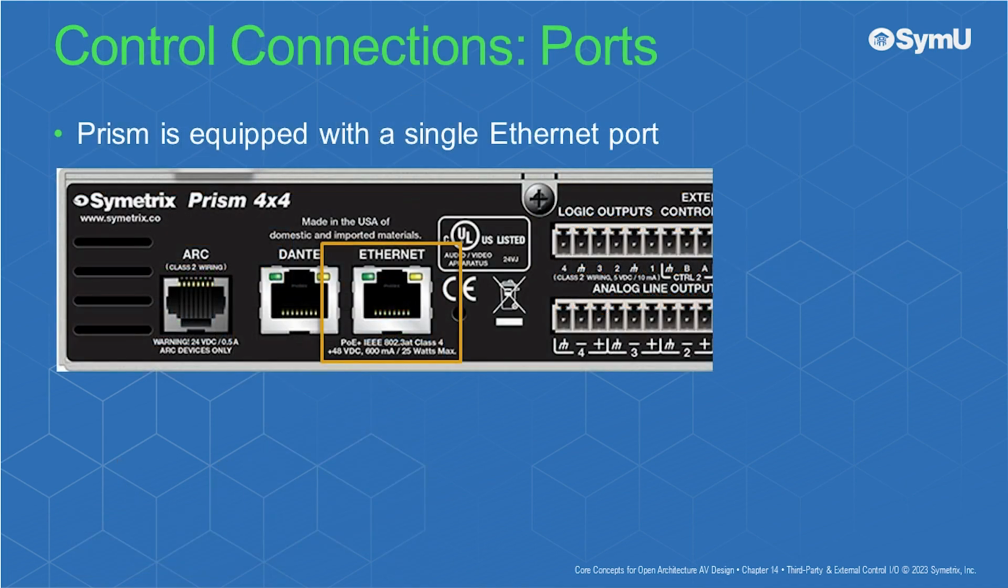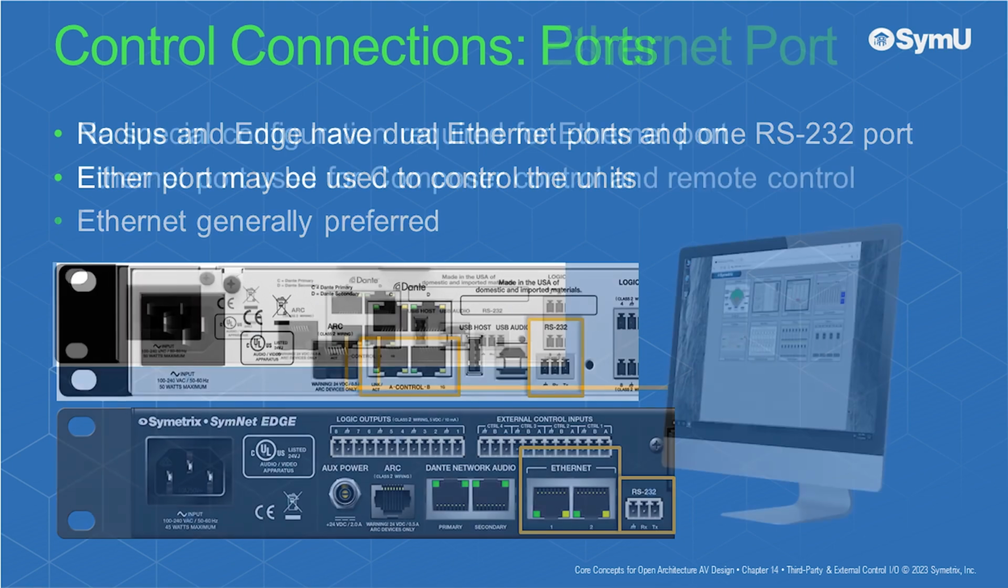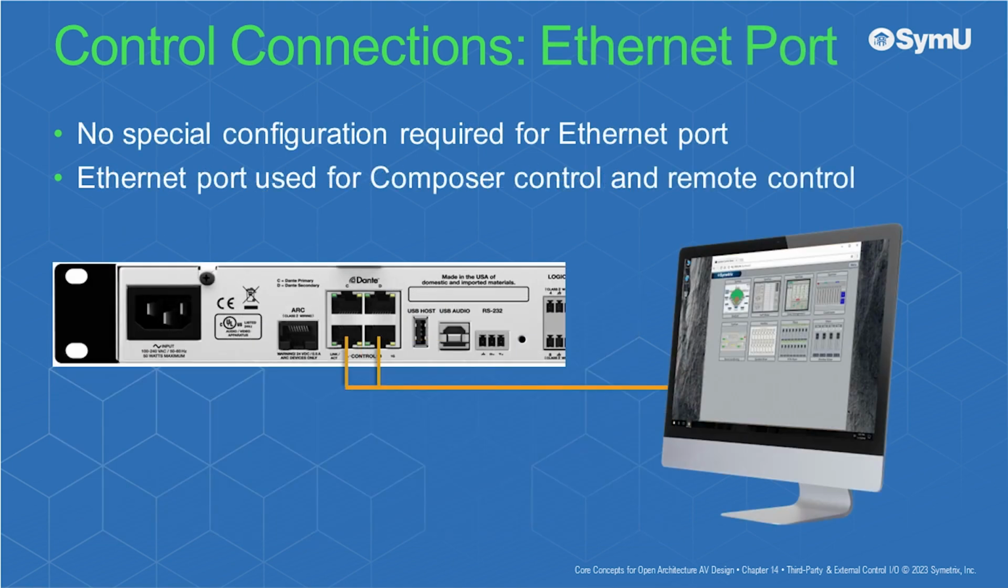Prism is equipped with a single Ethernet port. Radius and Edge units are equipped with dual Ethernet ports and one RS-232 port. Either port may be used to control the units. Ethernet is generally preferred because of the simplified setup and higher data rates. Generally, no special configuration is required for the Ethernet port.